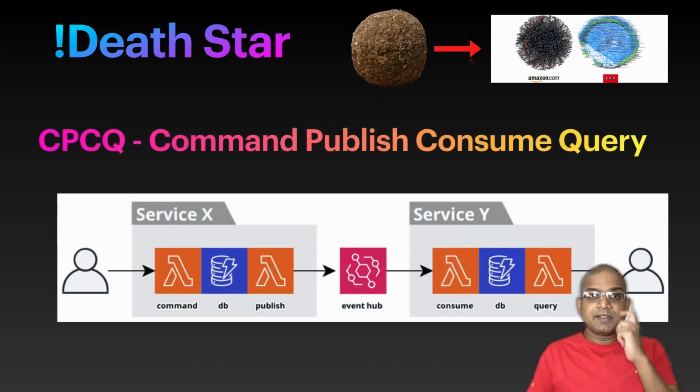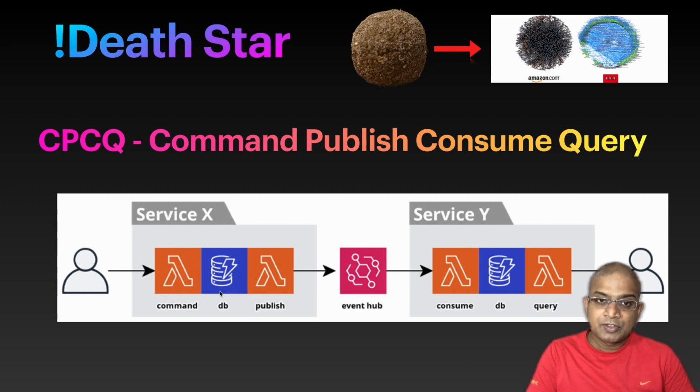Another architecture pattern that you can use in distributed computing is called CPQ, or Command Publish Consumer Query. I think you are familiar with CQRS, which is Command Query Responsibility Segregation. In CQRS, you are reading and writing data into two clusters. But Command Publish Consumer Query is a little bit different than that.